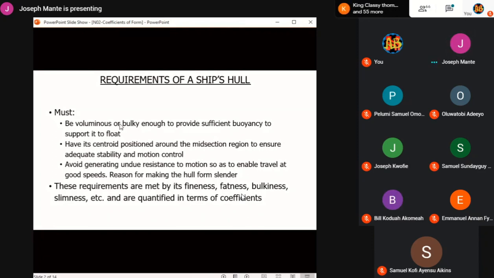So what we are saying is that the requirement of a ship hull is that it must be voluminous or bulky enough to provide sufficient buoyancy to support it to float. If you have designed a vessel whose hull will not be able to support itself, then that vessel is not good. And again, it should have its centroid position around the midsection to ensure adequate stability and motion control.